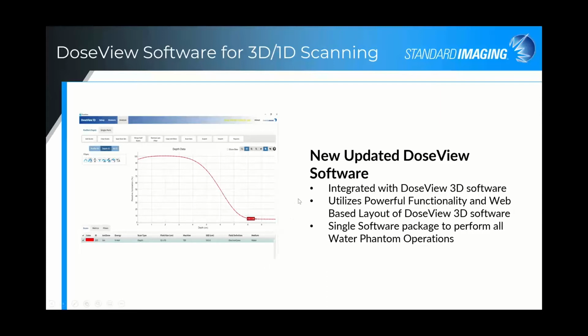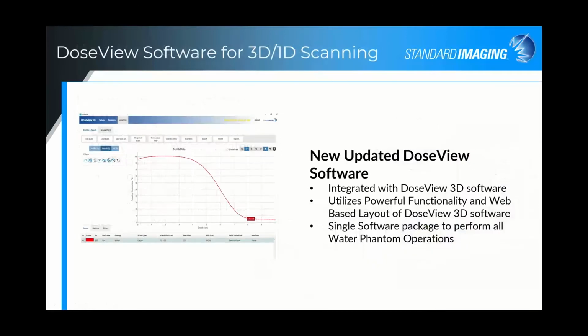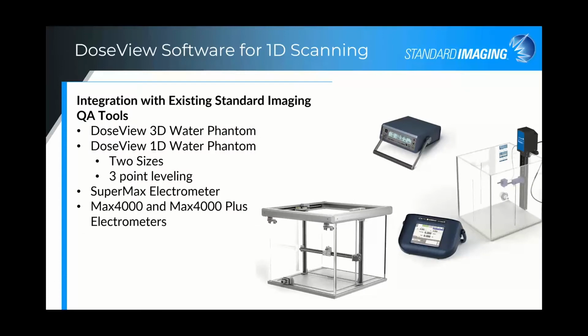So, the integration with existing Standard Imaging tools: our DoseView 3D Phantom, as I mentioned, and our DoseView 1D Water Phantom as well, which comes in two sizes, both with 3-point leveling and easy to use pendants for rough positioning of the detectors. Along with that for our 1D, you've got our Supermax electrometer incorporated into it, or our Max 4000 and Max 4000 Plus.